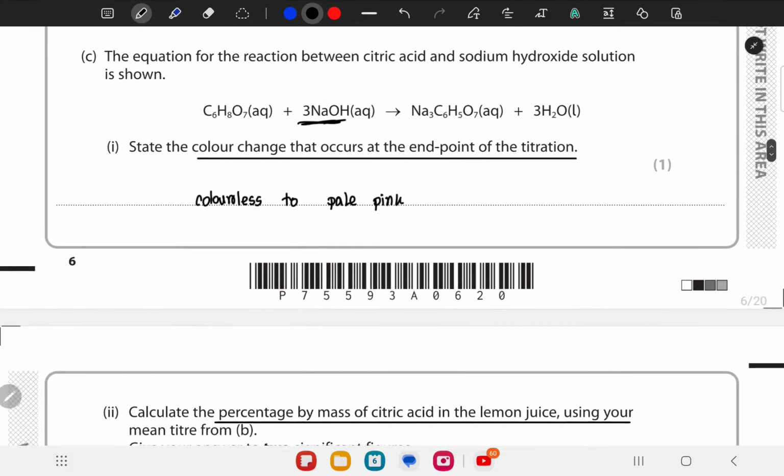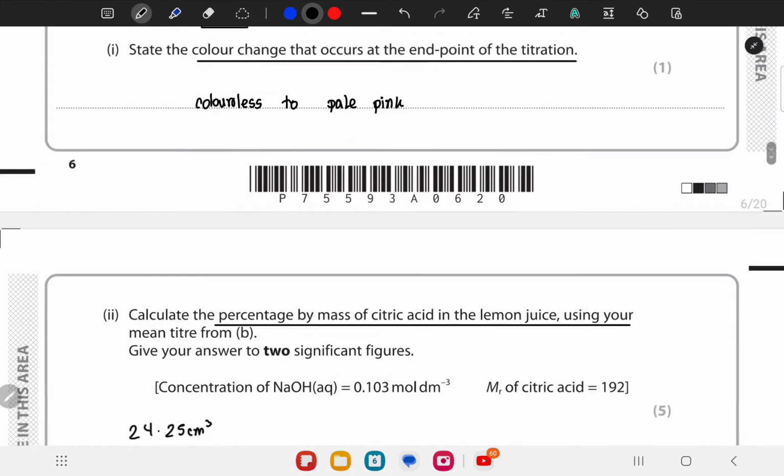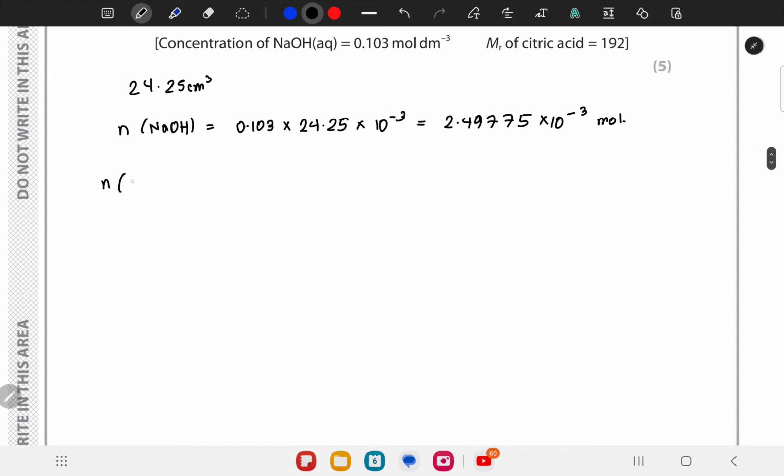So now the mole ratio of sodium hydroxide to citric acid is 3:1. So the number of moles of citric acid would be 1/3 of this. So this value divided by 3, 49775 into 10 to the power minus 3 divided by 3 moles.